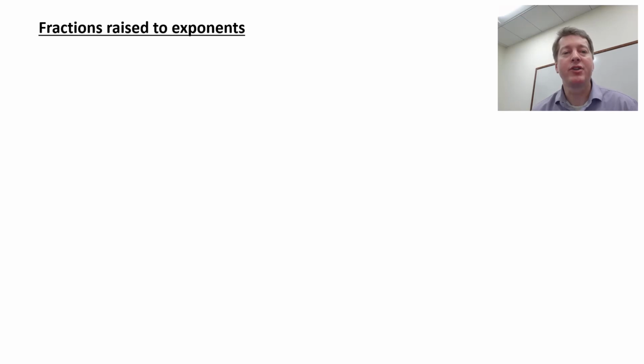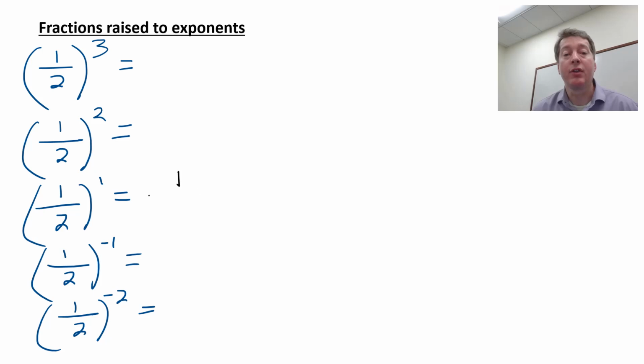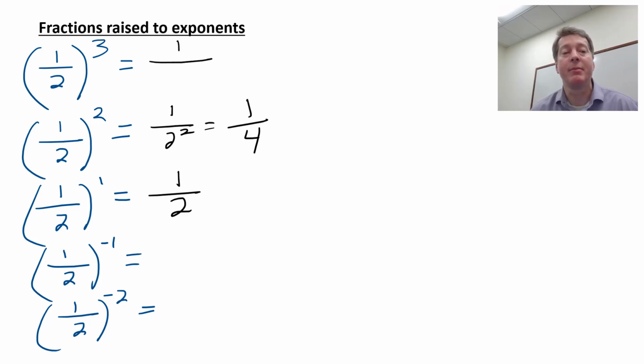Let's talk about fractions raised to exponents. So let me write out a few. 1/2 to the 1, of course, is just 1/2. 1/2 squared, you will apply the exponent to the numerator and the denominator. So it's 1 squared, which is 1, over 2 squared, it's 1/4. 1/2 cubed, you will apply the exponent to the numerator. So 1 cubed is 1, and the denominator, 2 cubed, is 8.